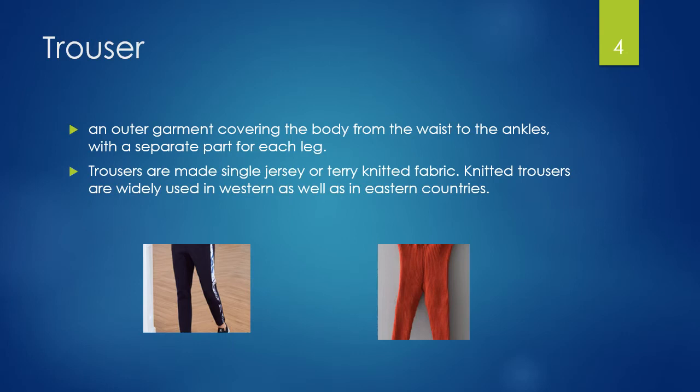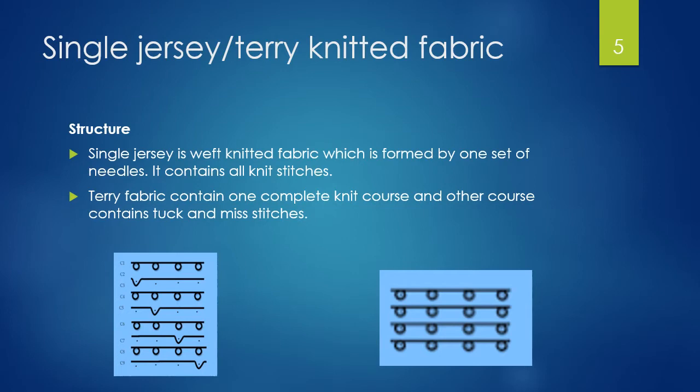But here trousers are made of single jersey or terry fabric. Knitted trousers are widely used in the Western as well as in Eastern countries, and these are basically the two main structures used in manufacturing of trousers. And the right picture is the pattern of the single jersey fabric, in which all stitches in all courses are knit, and the left picture is the design and pattern of the terry fabric and terry structure basically.